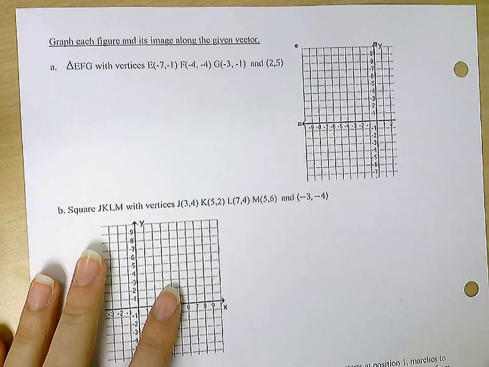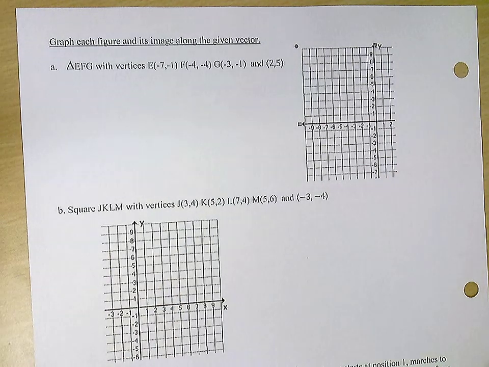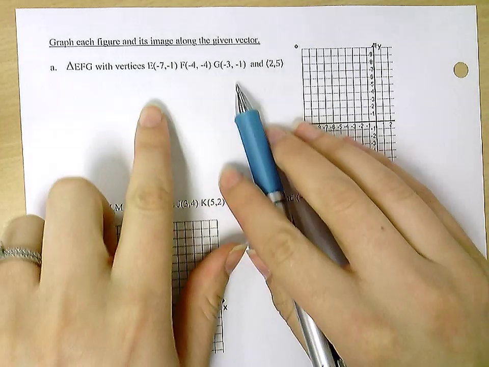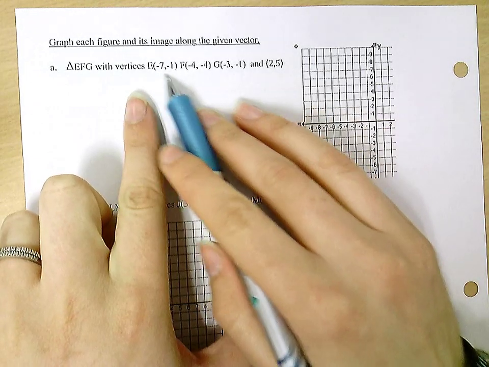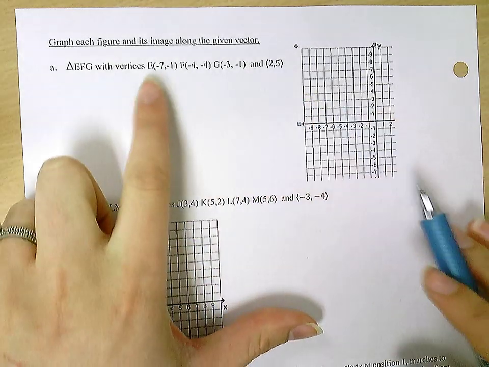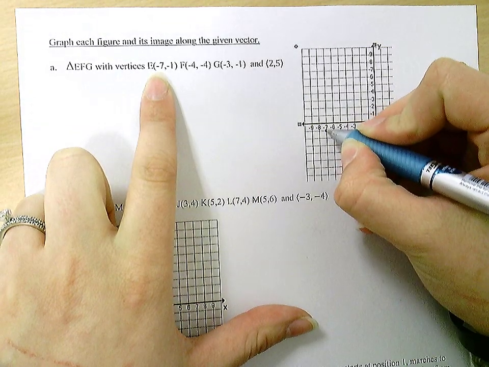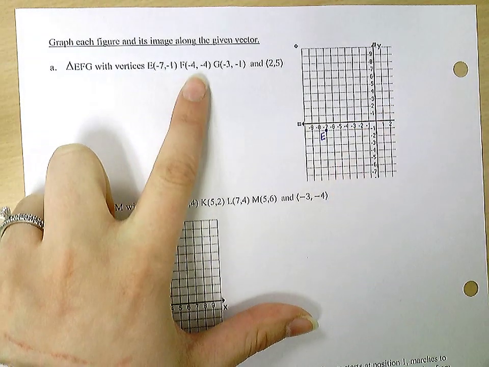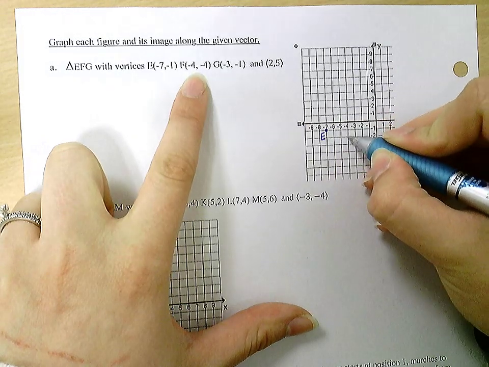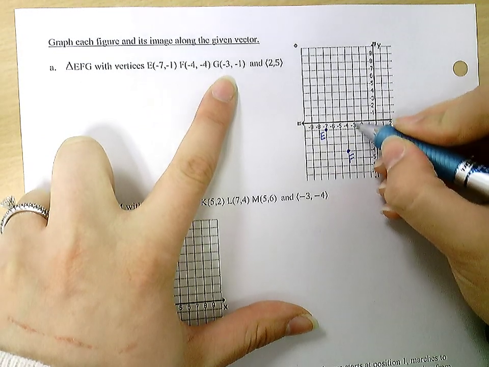All right, so for these examples, we want to graph each figure and its image along the given vector. So in letter A, we have triangle EFG with the given vertices, and we want to translate it along this vector 2, 5. So I want you guys to graph these 3 points. Point E is at -7, -1. So that's point E. Point F is at -4, -4. And point G is at -3, -1.